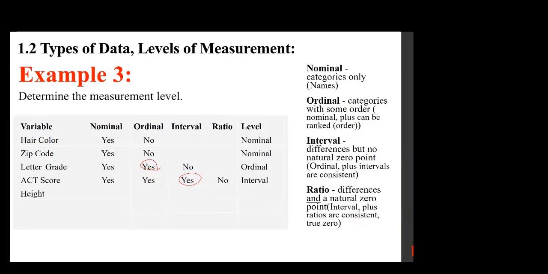The height has all of the above, okay? Again, it doesn't matter. It's a ratio, okay? Height of 0 means non-existence, okay? Age is the same thing. Age of 0 means non-existent.